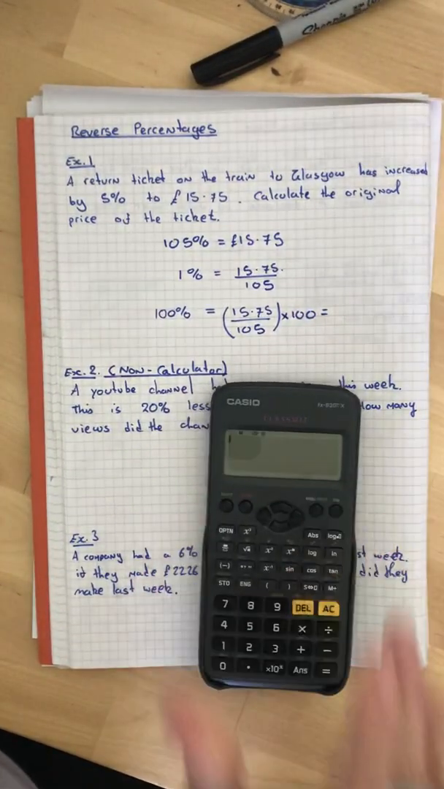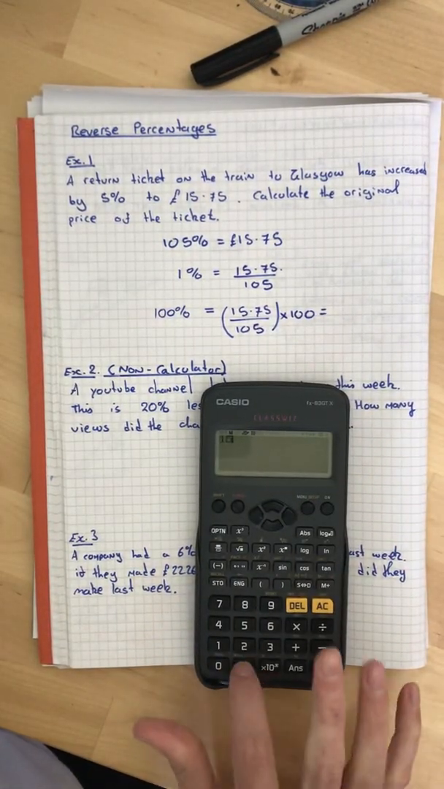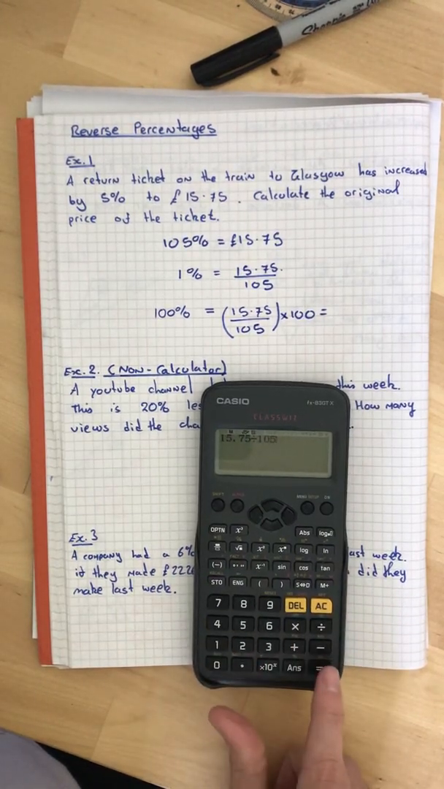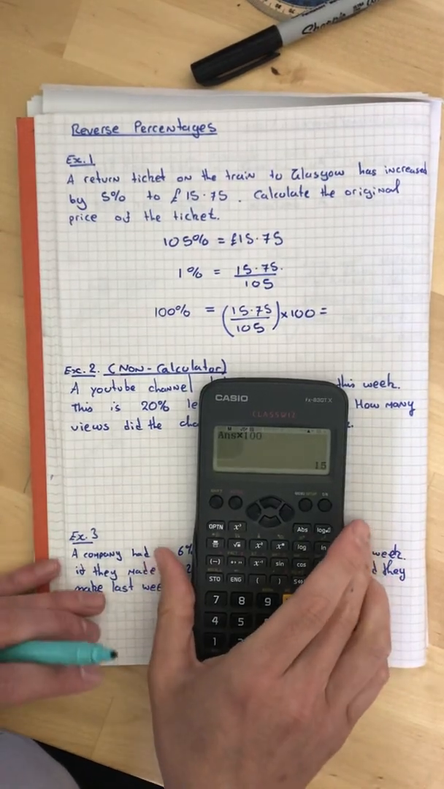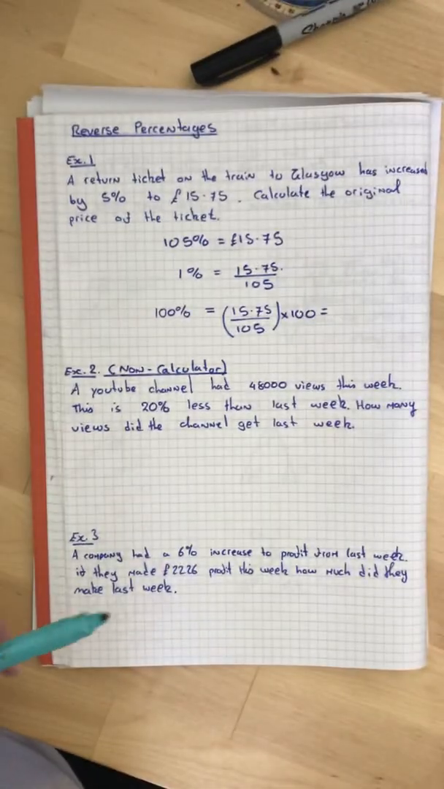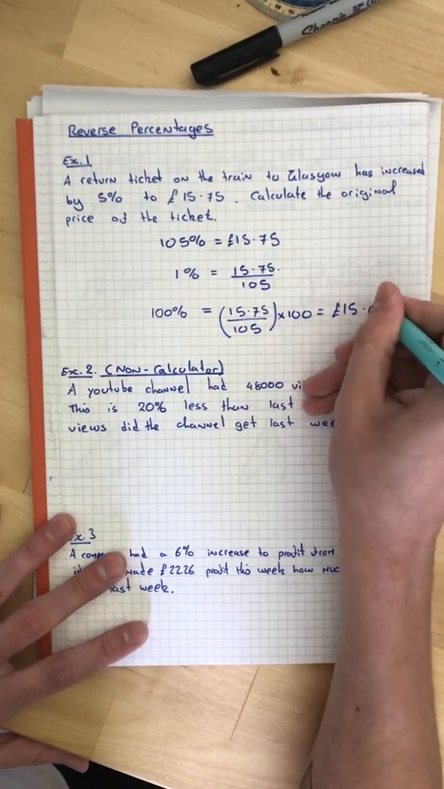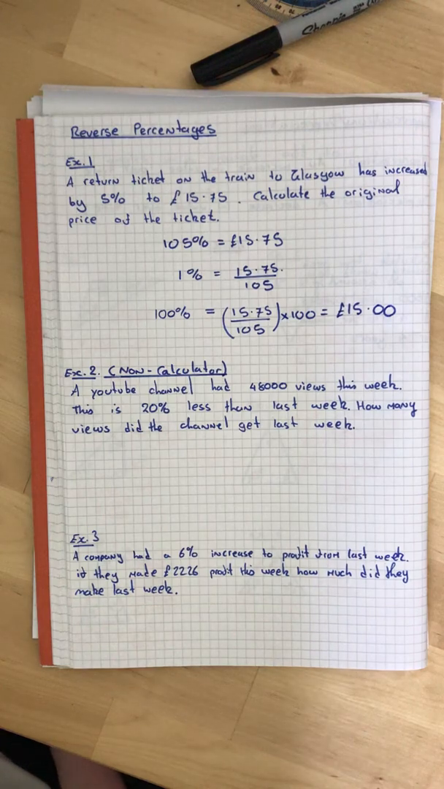Get a calculator. So 15.75 divided by 105 and then times by 100 gives us 15. It's money, so it'll be £15, 0 pence. That's all we need to do.